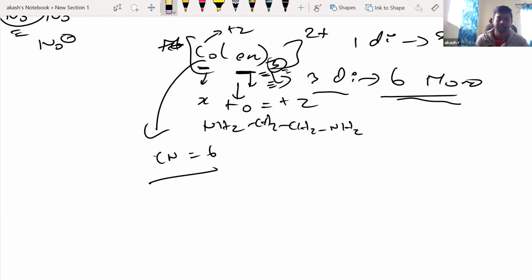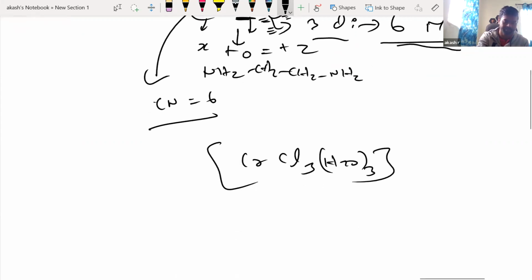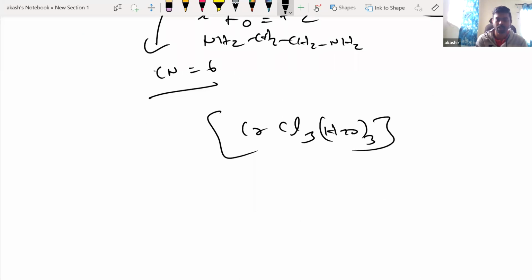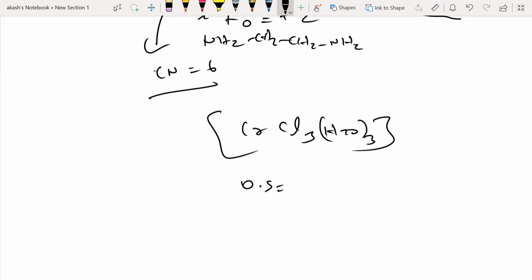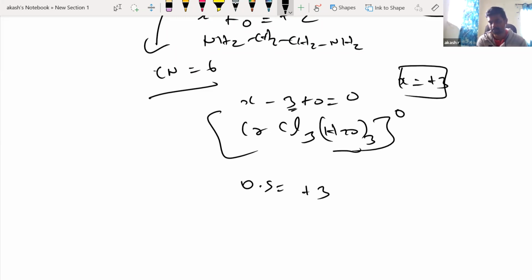I'll give you this one. Say I write CrCl3(H2O)3. That is the compound we have. Can you tell me the oxidation state of chromium here? Minus 3, right? Are you sure? Sorry, it'll be plus 3. How? x minus 3 for chlorine, H2O is a neutral ligand so 0 for that, and the overall charge here is 0, so x should be equal to plus 3. Okay, the oxidation state is plus 3.